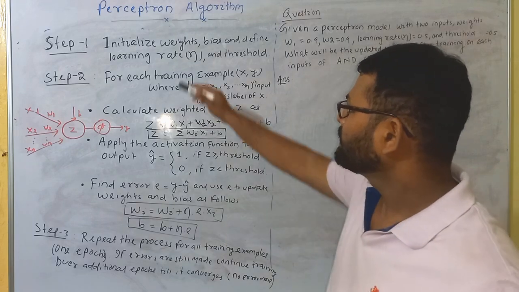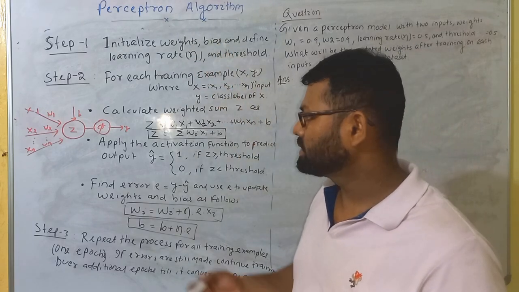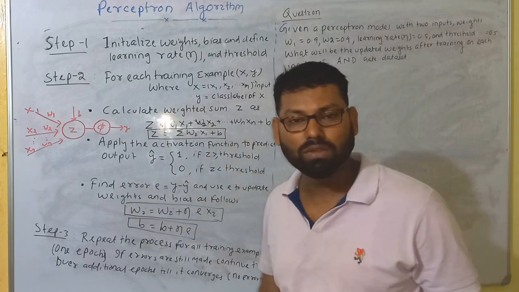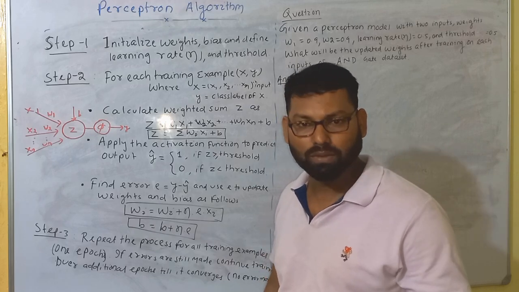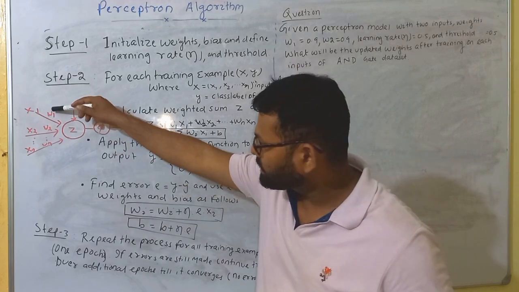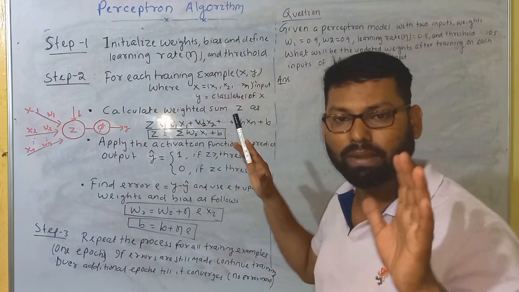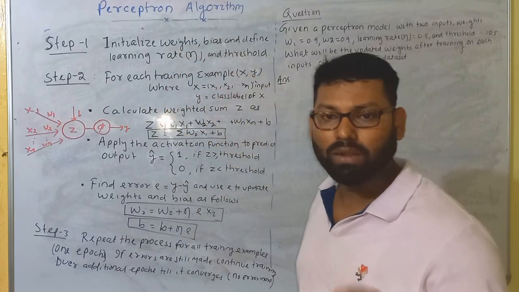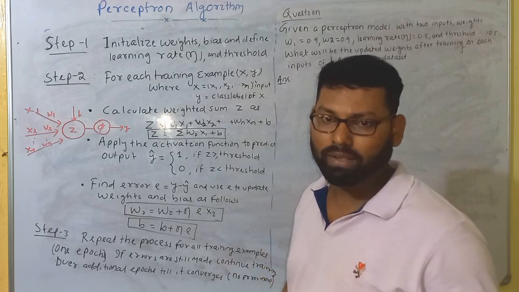So here, initially we can give some random values to the weights, and these values may be 0 or some small values like 0.something, given to the weights and the bias also. So initially we have to give random values to the weights and biases, and also we have to define the learning rate. Learning rate, what is the learning rate?